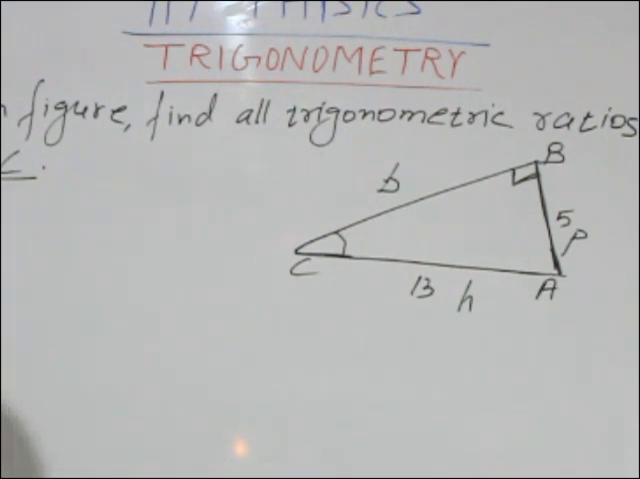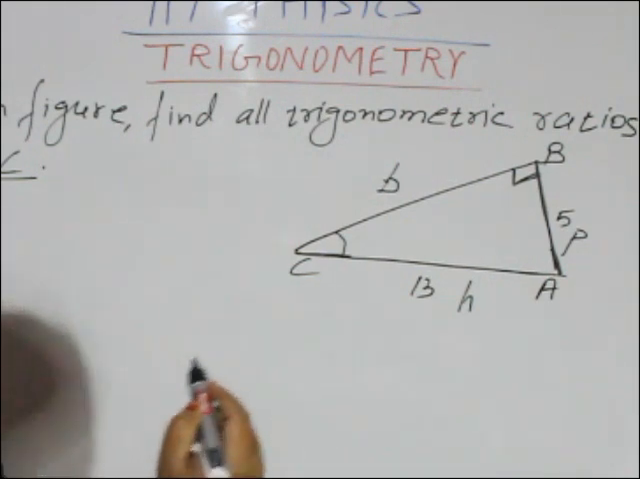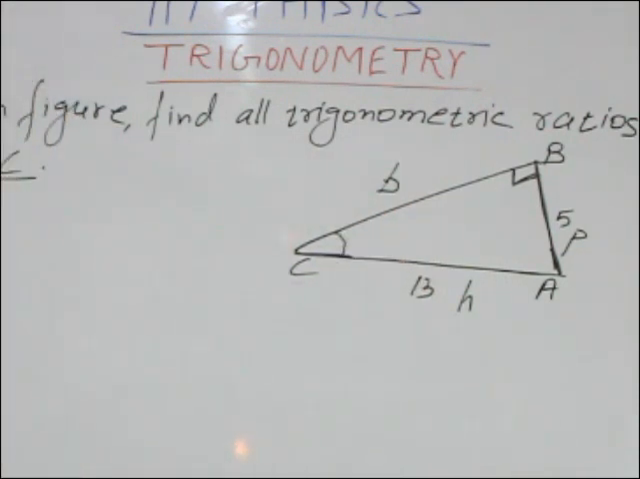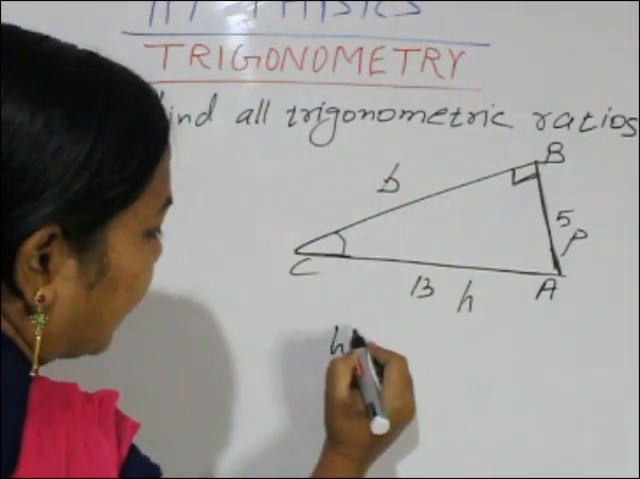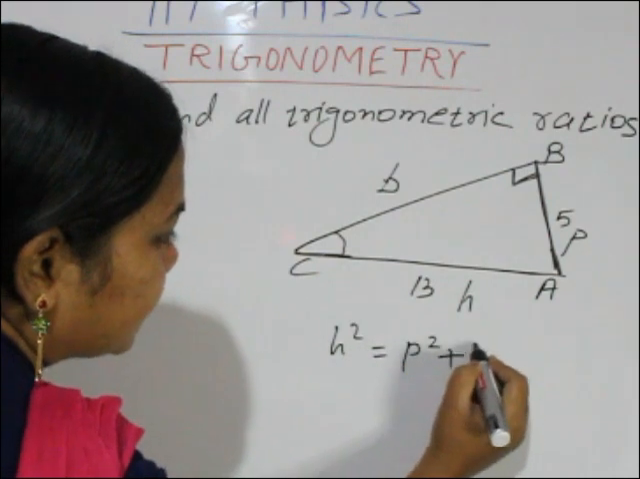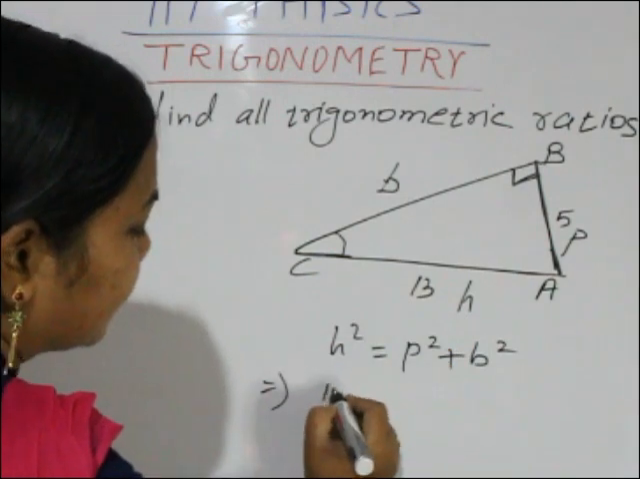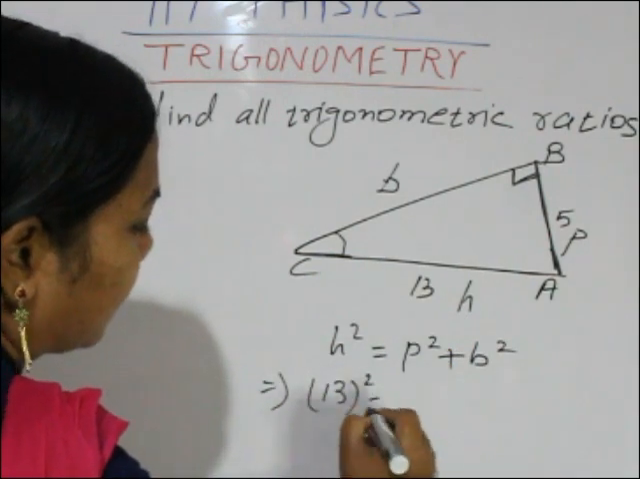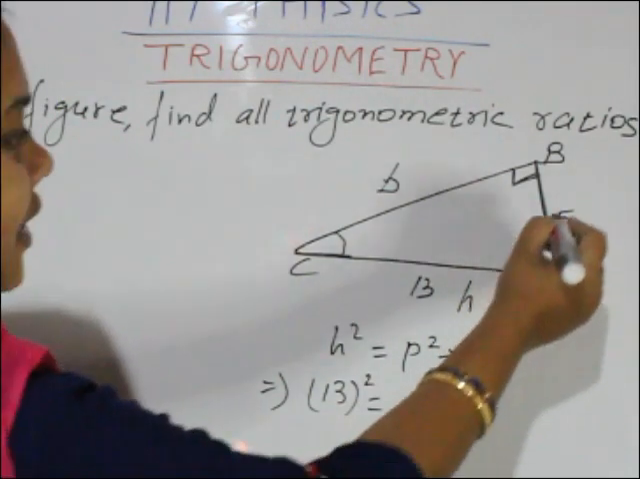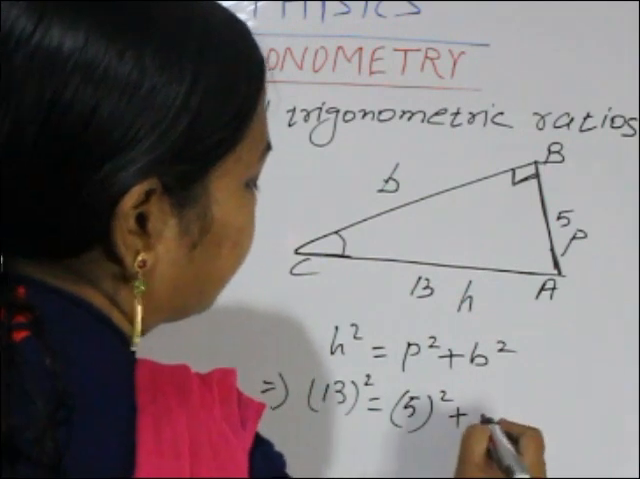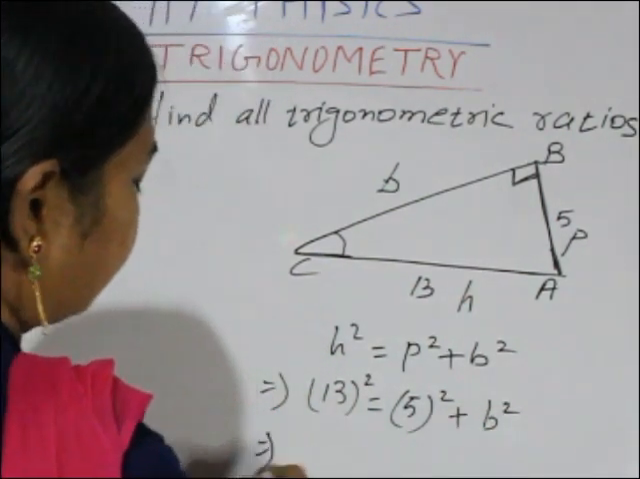Okay. Now before finding the trigonometric ratios, we have to find the value of B. So according to the Pythagoras theorem, which we apply only in a right angle triangle, H square is equal to P square plus B square. What is H? H is 13. 13 square is equal to P square. What is P? 5. 5 square plus B square. We have to find B.